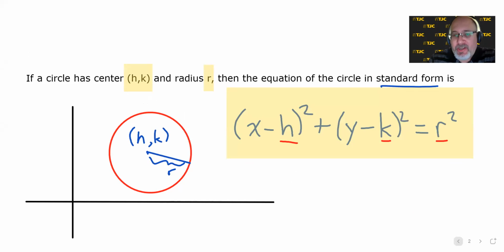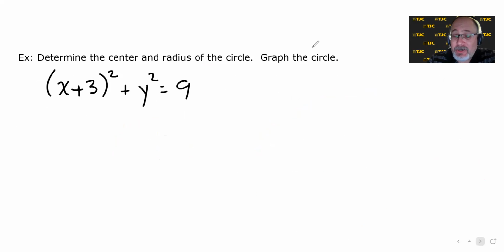The coordinates of the center are the numbers being subtracted from x and from y. Let me say that again. The numbers that are the coordinates of the center are the numbers that are being subtracted from the x and the y. So if I can see what's after the minus sign, I just have to pluck it out. There are no minus signs here, at least not yet.